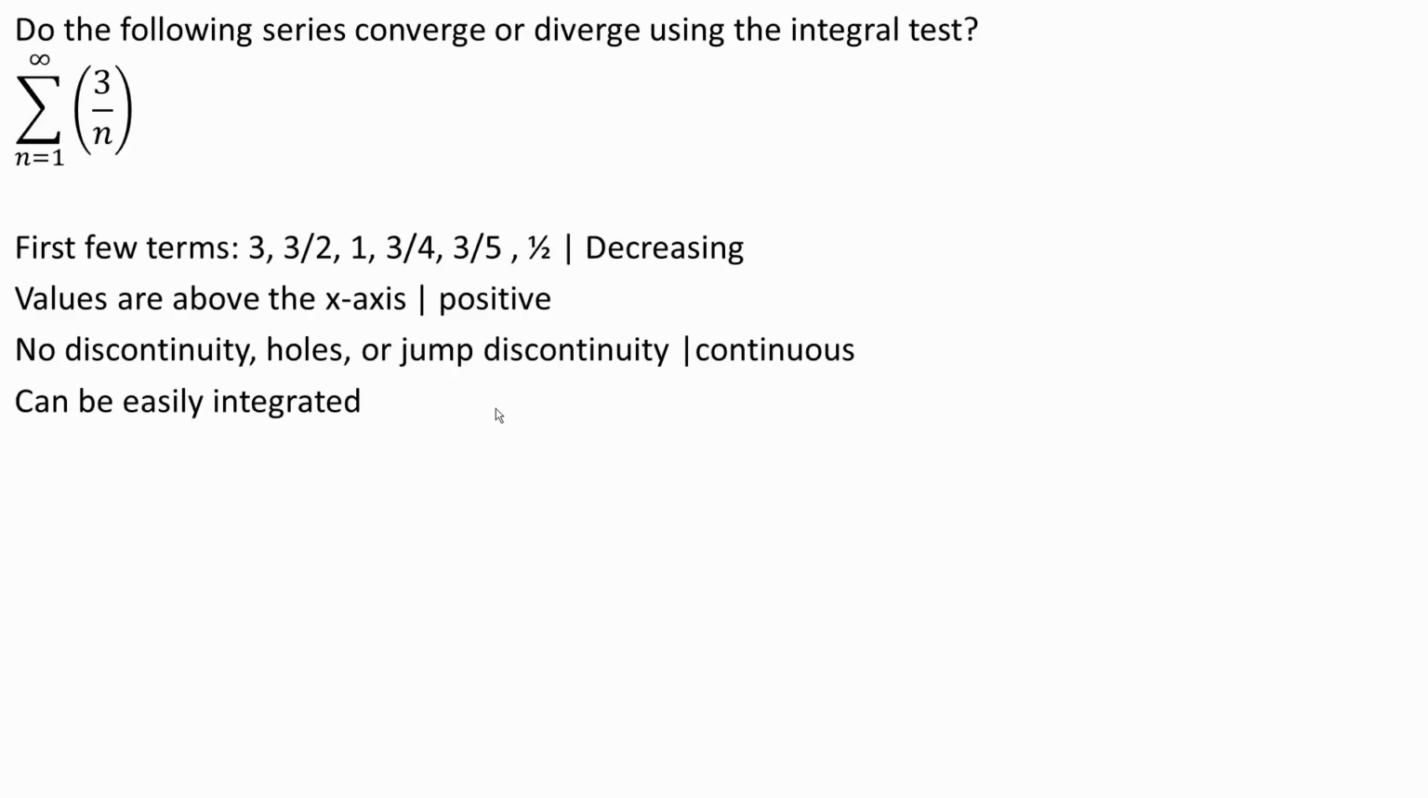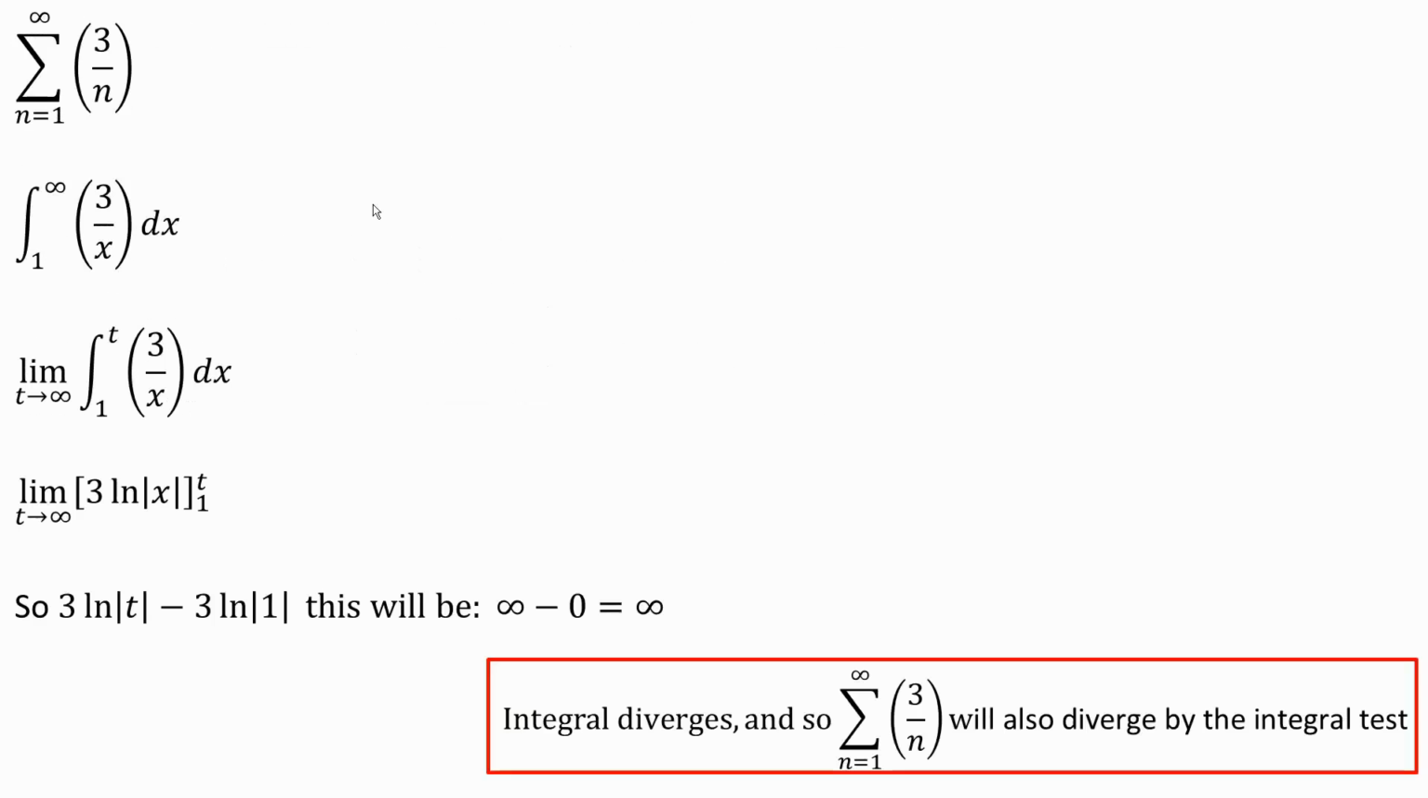Lastly, can we easily integrate it? And yes, we can. So first, I would take the integral from 1 to infinity of 3 over x dx. Then I can say the limit as t approaches infinity, from 1 to t, of 3/x dx. We would get the limit as t approaches infinity of 3 ln absolute value of x. And the values we're going to plug in are 1 and t.